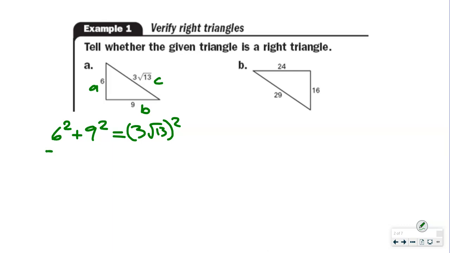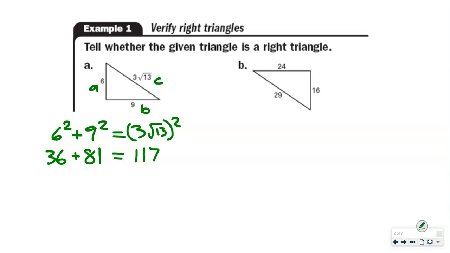So 6 squared is 36, plus 9 squared, which is 81, and then 3 square root of 13 squared is 117. And if you punch this into your calculator, 3 square root of 13 squared, you need to have 3 square root of 13 in parentheses, and then have the squared sign outside the parentheses. So just like I have it written there is how you need to punch it into a calculator.